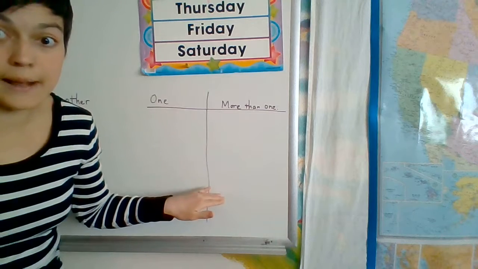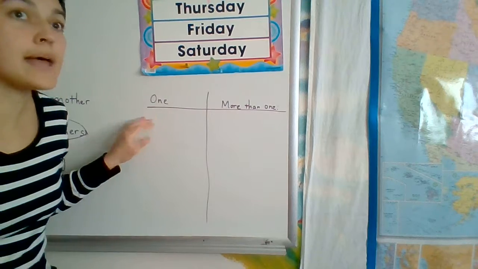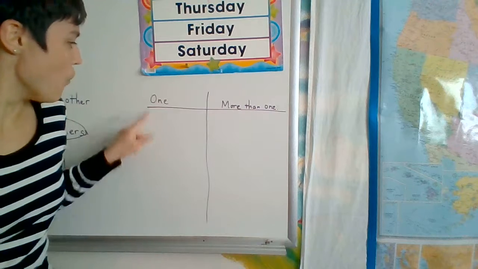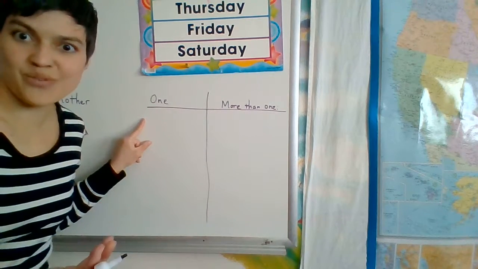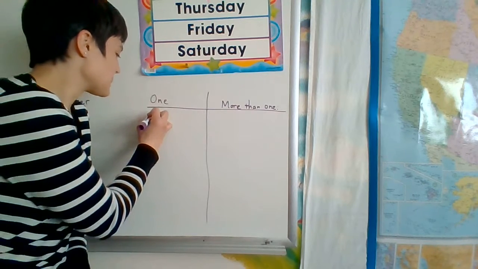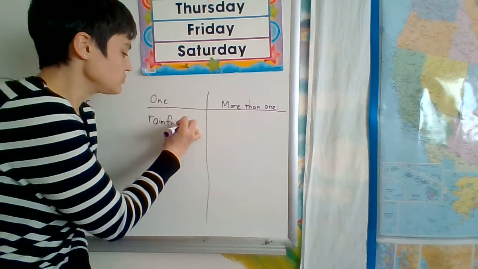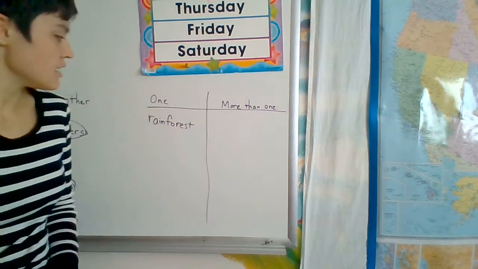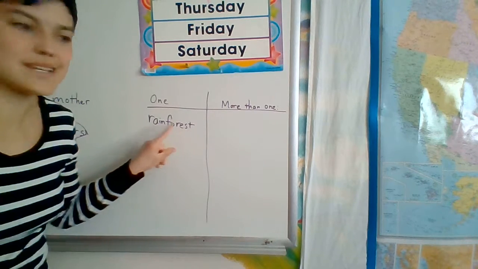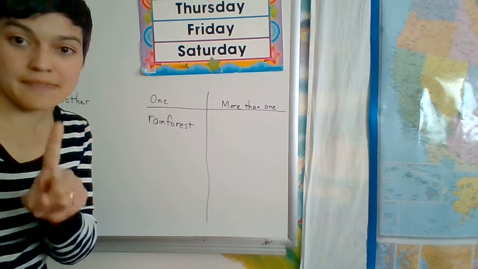Okay, so for instance, we're talking about rainforests, aren't we? So one, I could have one rainforest. That's a place. So rainforest. Did I add an S to the end of this noun? No, so it is a noun that names only one thing.